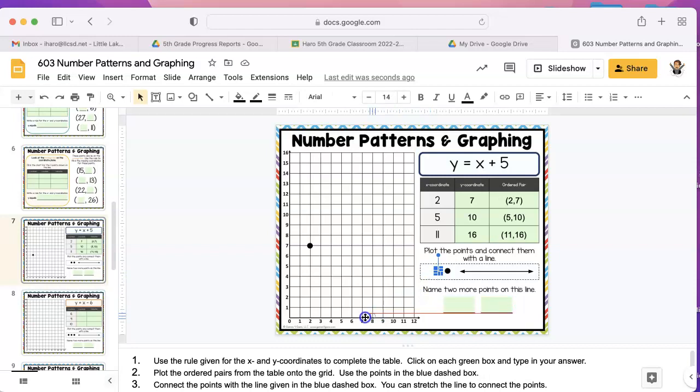Now let's go plot the other one, 5 and 10. Look at the x-axis, which is 5. Look at the y-axis, which is 10. So that's where they meet. 5 and 10. Next, 11 and 16. So when you look at the x-axis right here, plot this last point. 11, and let's go up all the way to 16. Happens to be the last one right here. Yay! 11, 16.